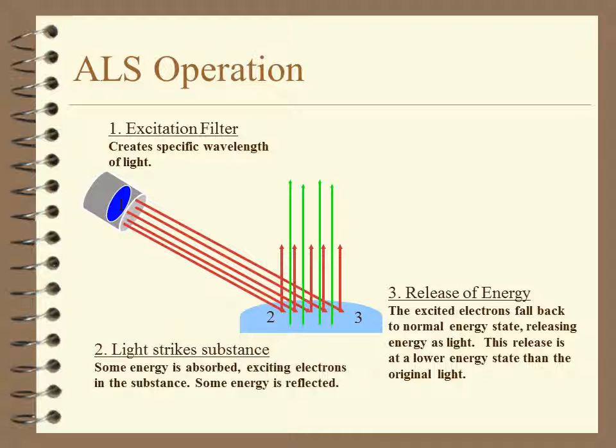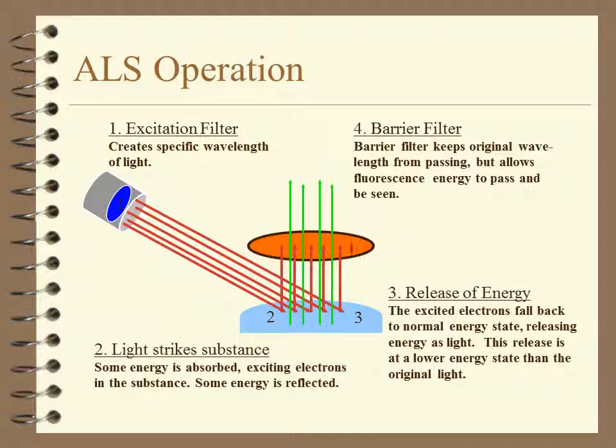And then these excited electrons fall back to a normal energy state after they release their energy as light. And this release is at a lower energy state than the original light. And then finally you have a barrier filter that keeps the original wavelength from passing, but allows fluorescent energy to pass and be seen. If you've ever used the forensic light source in your fingerprint identification class, you'll find that the evidence actually becomes more visible when you put on the barrier goggles.